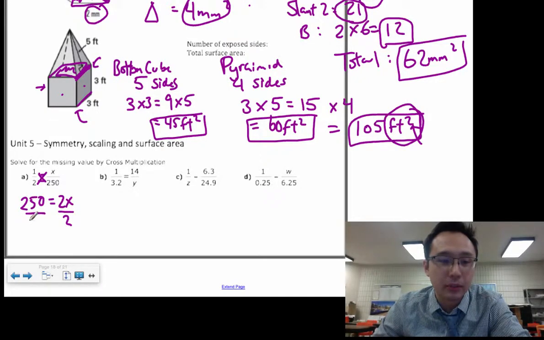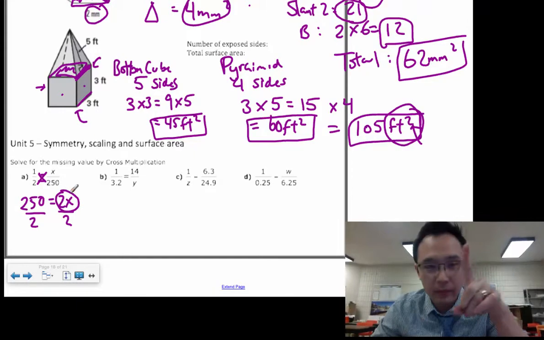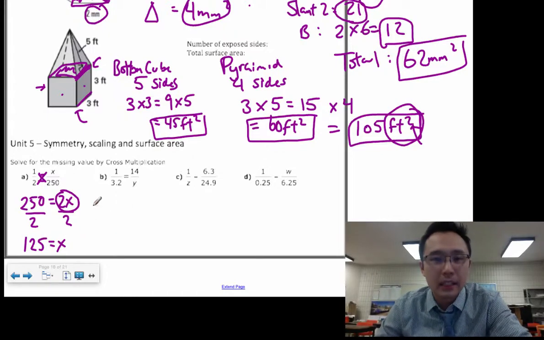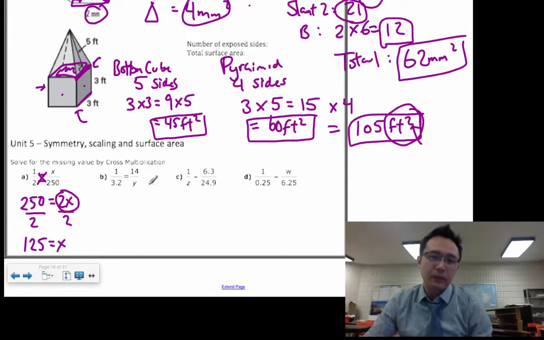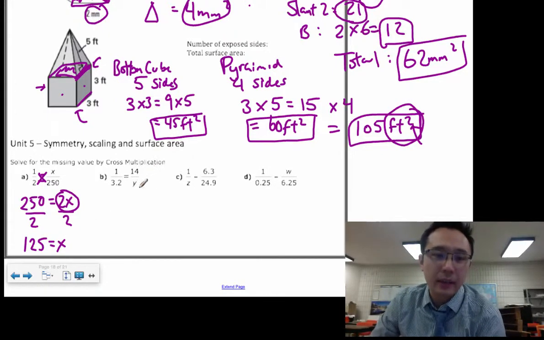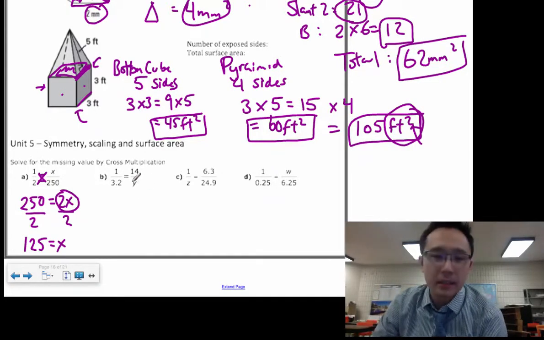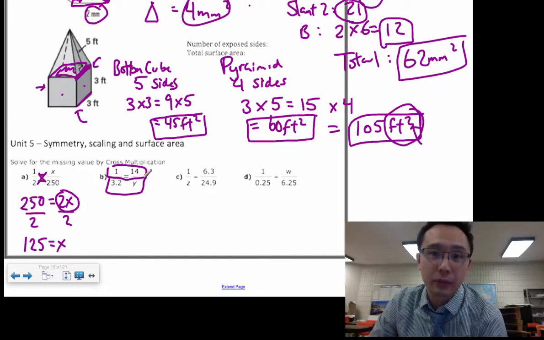So you can divide by 2 on both sides, because right now in this one you have 2 x's and you want one of them, so you divide by 2. So 250 divided by 2 is 125, and that's your x. So that's one way of figuring this out. Another way of doing this is actually using the scaling method, which is the proportional method. So what that means is that if you look at this, the numerators are sort of related to each other, just like how the denominators are related to each other.